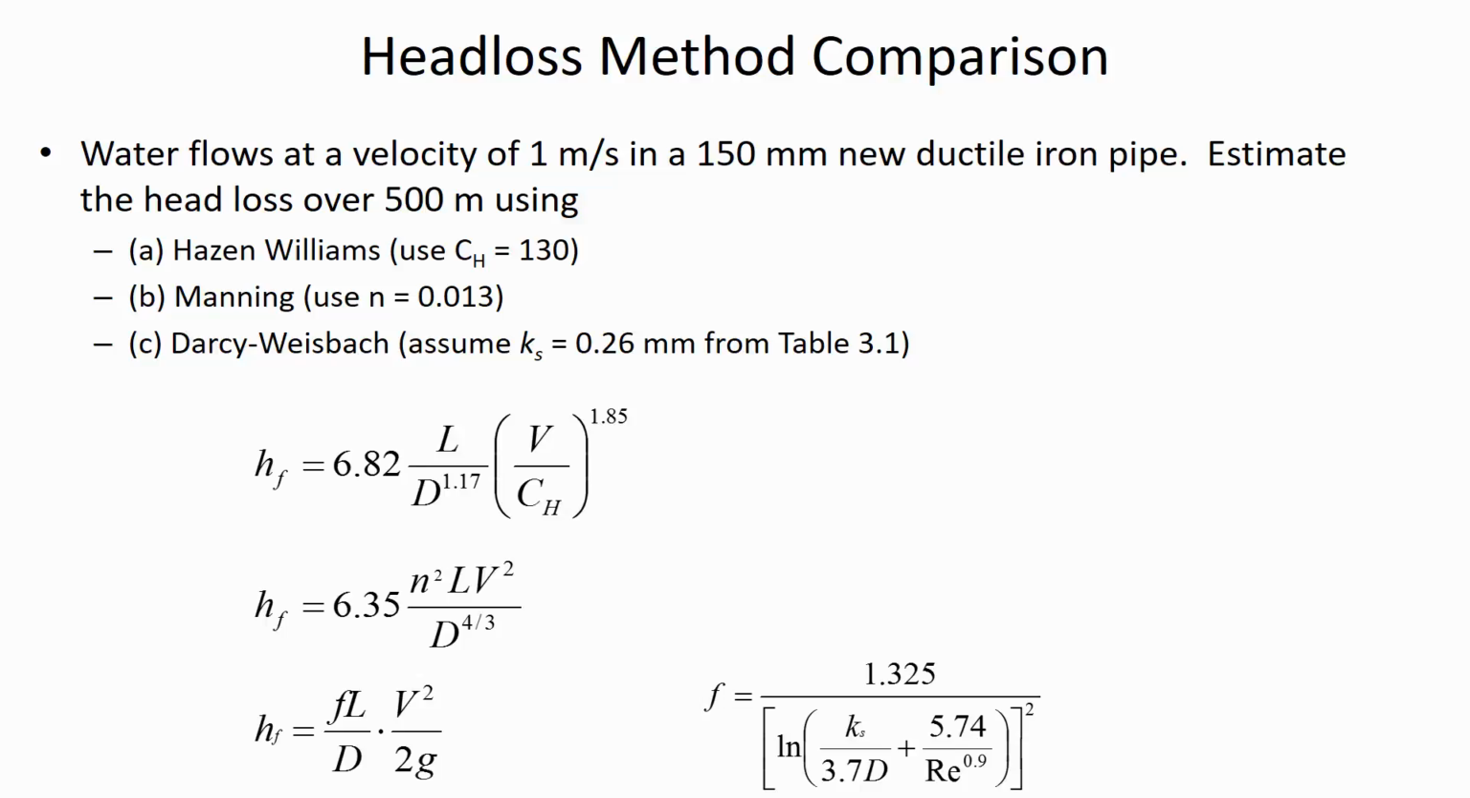Now let's get the C values and the n values that we're going to need. So method A, it says to use the C value of 130. Method B, the n value 0.013, and then for the Darcy-Weisbach, assume the equivalent sand roughness of 0.26 millimeters. Okay, so calculate the head loss according to all three methods, and then we'll see how close they get to Darcy-Weisbach.